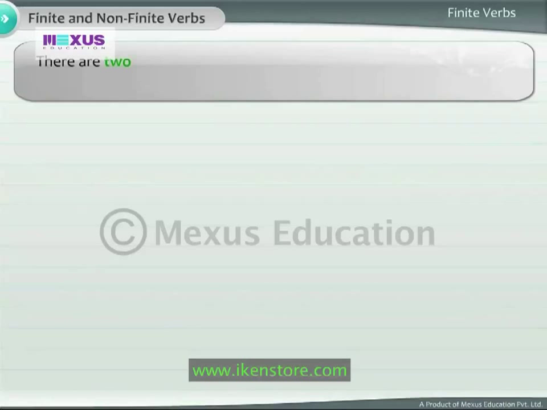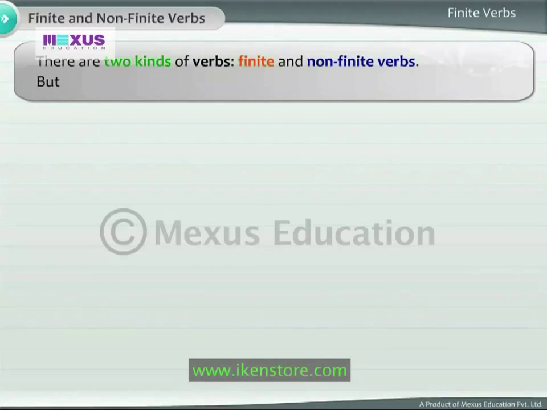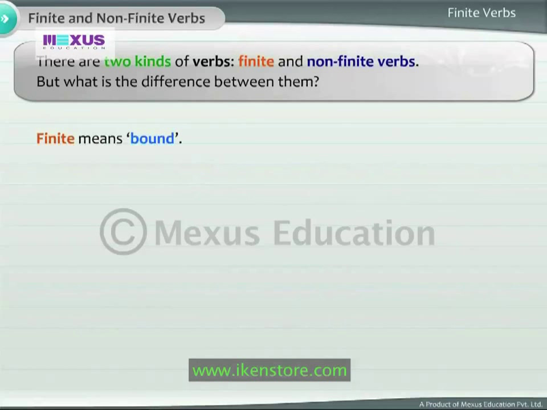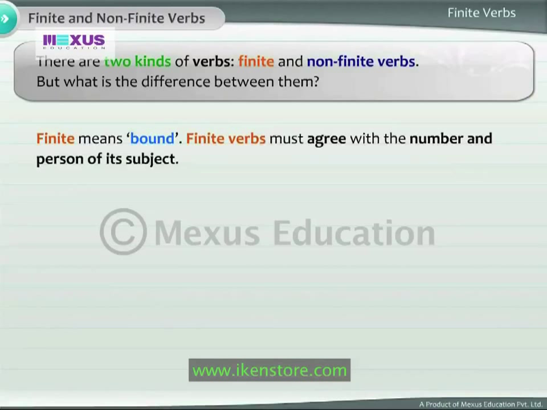There are two kinds of verbs, finite and non-finite verbs. But what is the difference between them? Let us first look at finite verbs. Finite means bound. Finite verbs must agree with the number and person of its subject.